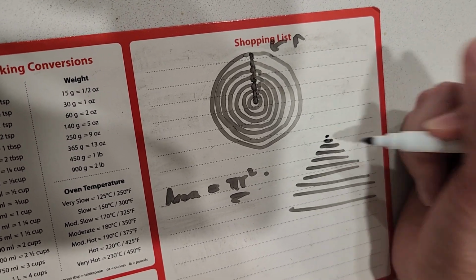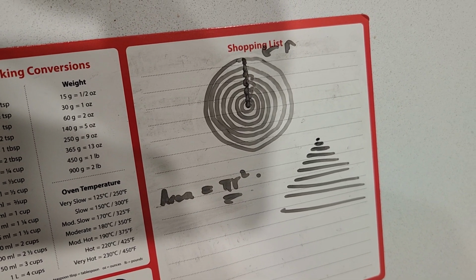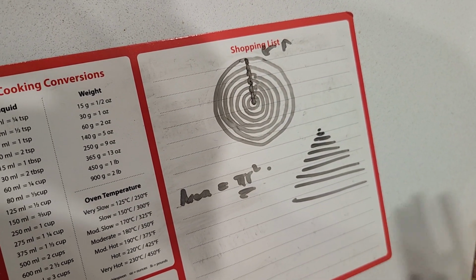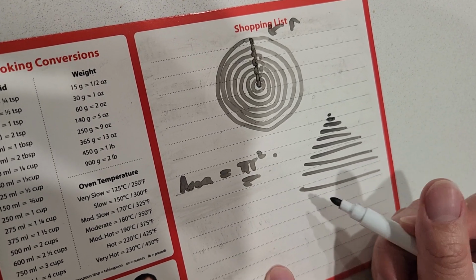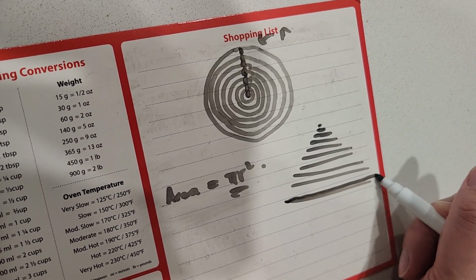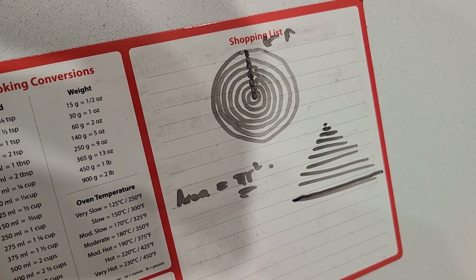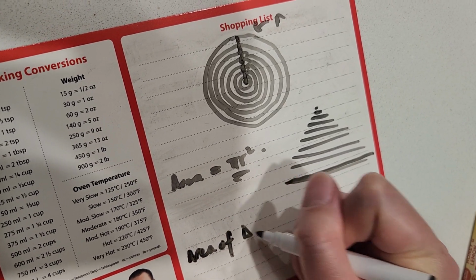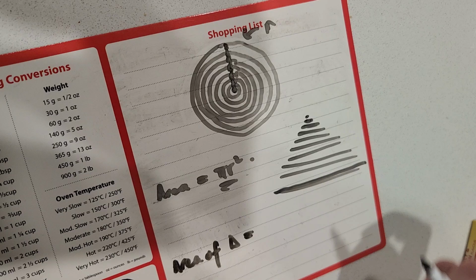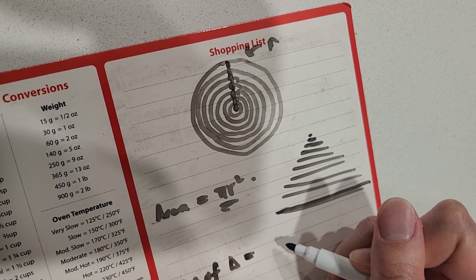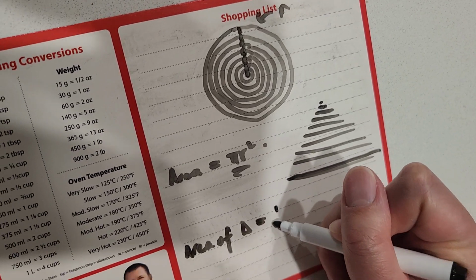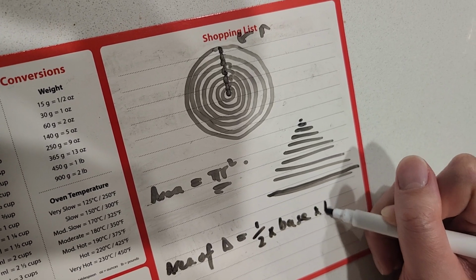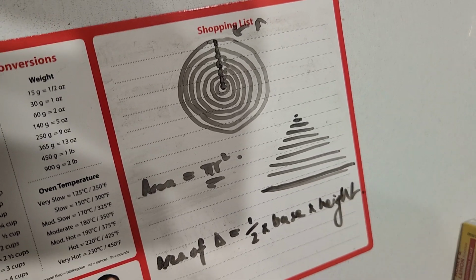So then what you do is you go, okay, if we are assuming that when we break this apart and flatten it out it looks like a triangle, how do you calculate the area of a triangle normally? Half times base times height of the triangle.